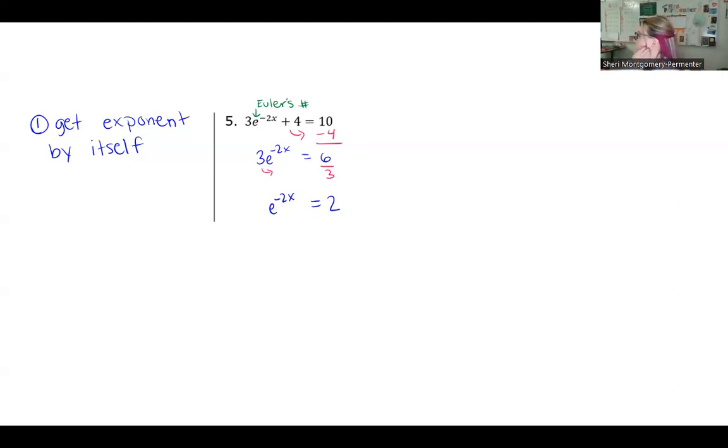So with this one, we learned last class that if you have base equals base, you can mark them off the same. Do I have base equals base? I'm not 1 to 1, so I cannot do that. I have to rewrite.